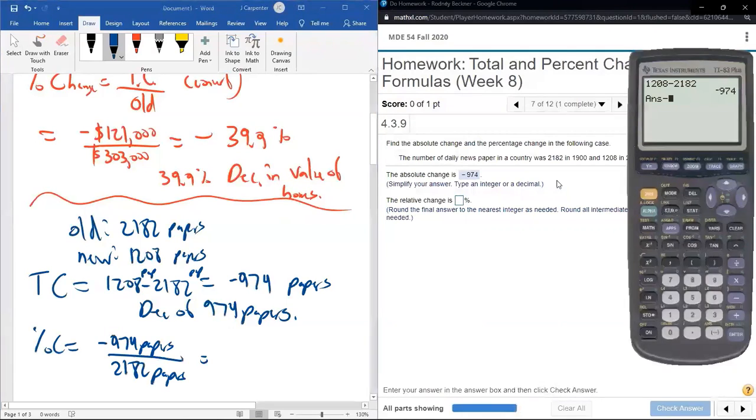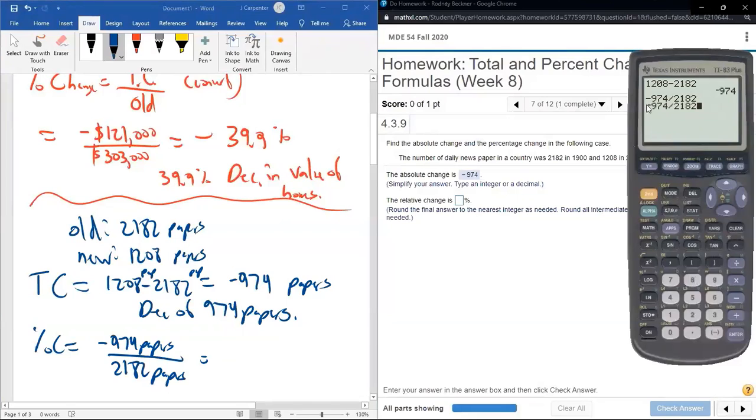So negative 974 divided by 2182. And I have something up there that's going to make a mistake. So let me fix that. Negative 974 divided by 2182. I know why, because that does not actually work. I'm trying to use my mouse and my keyboard, and the negative doesn't actually work. So I got to type this, negative 974 divided by 2182.